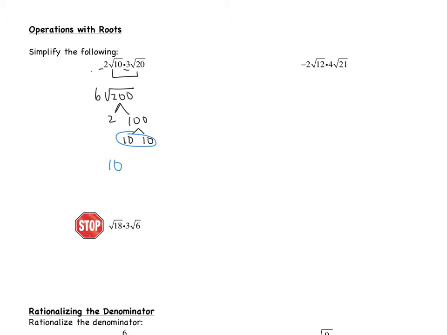So 10 comes outside the root because it has a partner. This 2, which does not have a partner, stays under the root. And then I have to bring down the 6. 6 times 10 will give us 60 root 2.